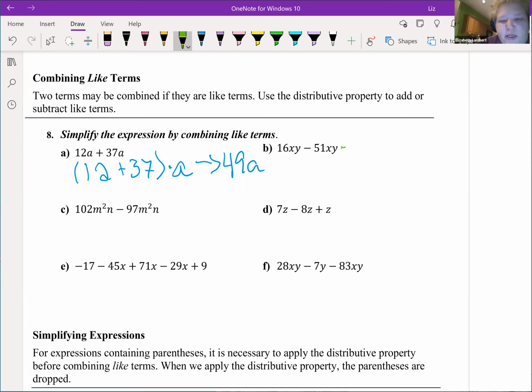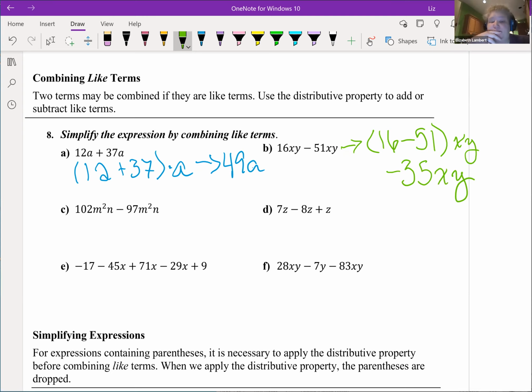So the in-between step, use the distributive property, would look like 16 minus 51, and then with the xy smushed there, 16 minus 51, so 51 minus 16 is 35, negative 35 xy. So we are combining the things that have the same exact variable.